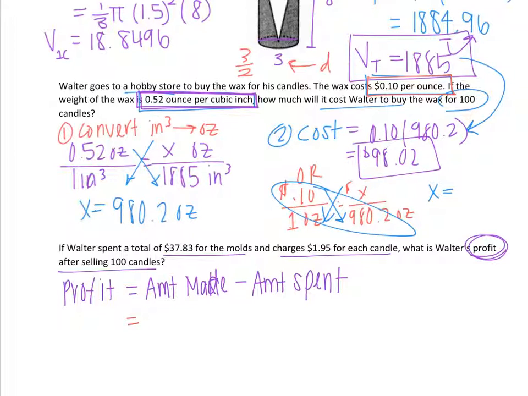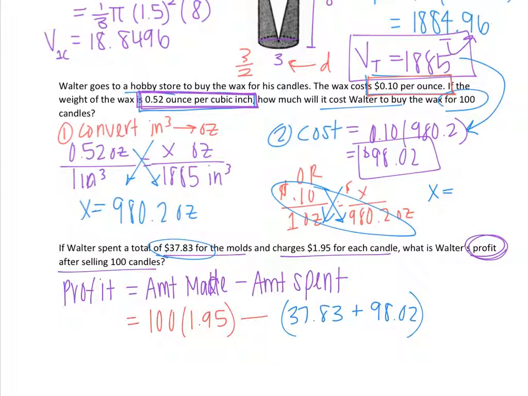He's making $1.95 for every candle, and he's selling 100 candles. So we start by taking 100 and multiplying by $1.95. But we still need to subtract off what he's spending. And he's spending two different amounts here. Remember, he's spending $37.83 for the mold. But he's also spending 10 cents per ounce of wax, which we calculated to be a total of $98.02. So we're going to keep this 100 times 1.95. You can multiply those immediately, and it's giving you 195.